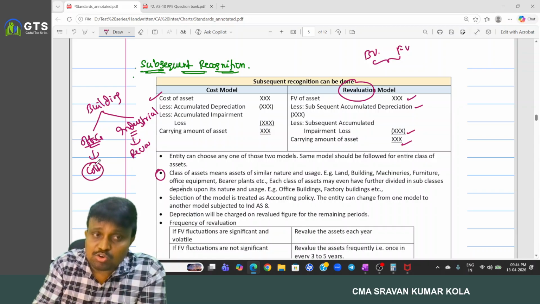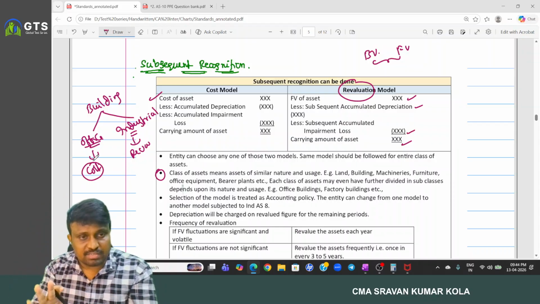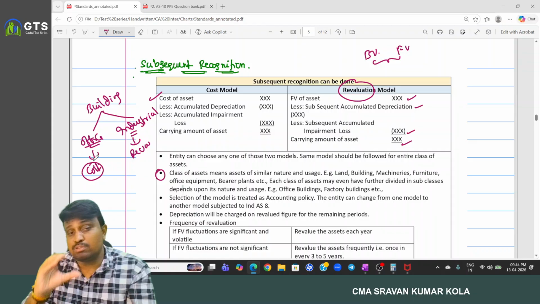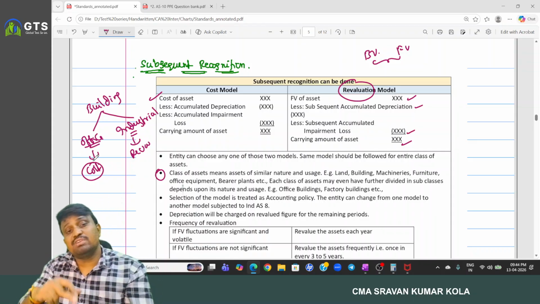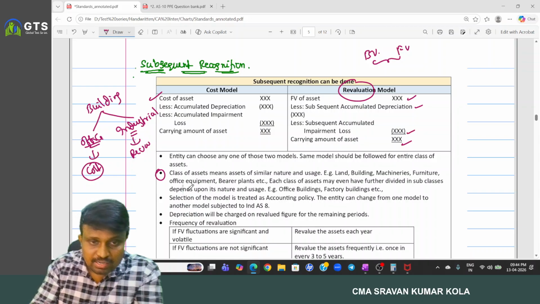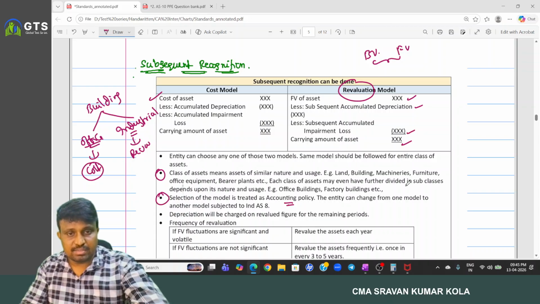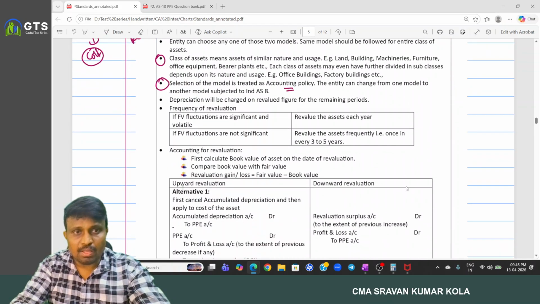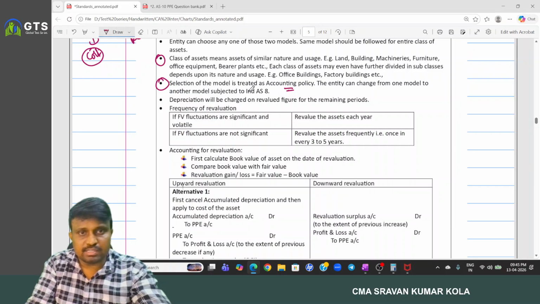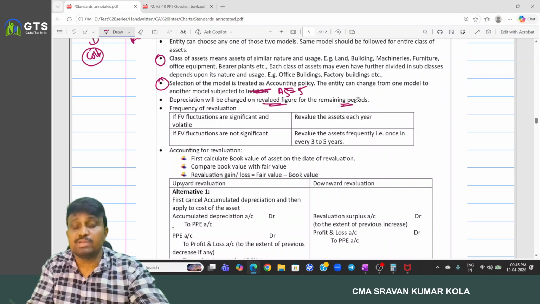But once you select the cost model for office building, for all office buildings only the cost model is applied. And once you select the revaluation model for industrial building, all buildings covered under the industrial buildings class should be applied only the revaluation model. And selection of the model, as we said, is an accounting policy, and it is subject to AS-5. Depreciation will be charged on the revalued figure for the remaining period.